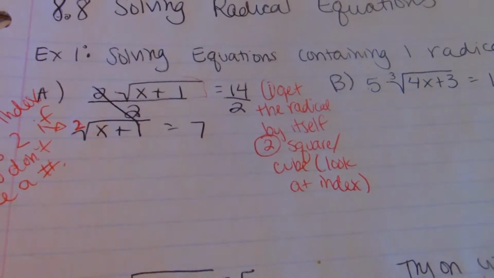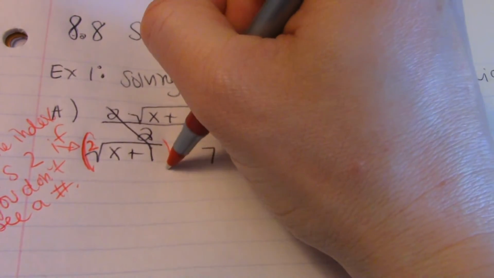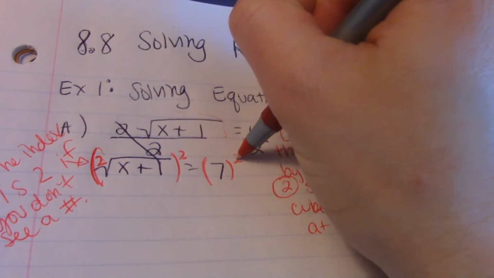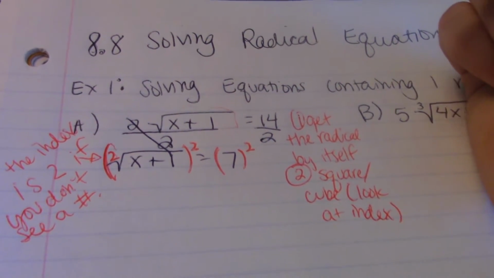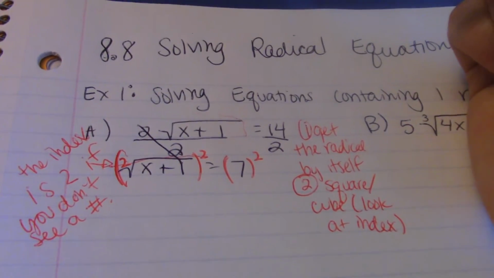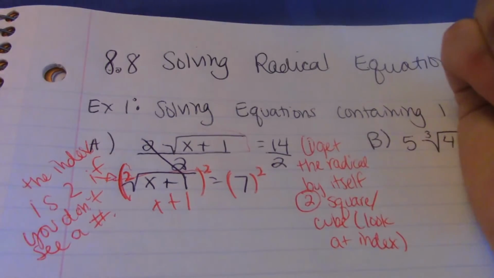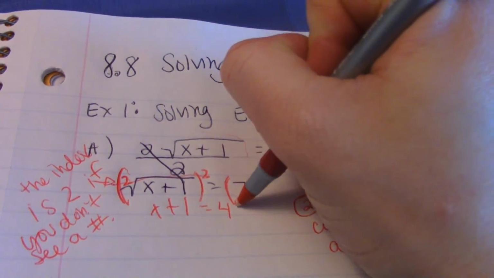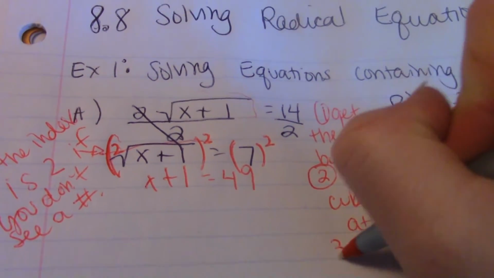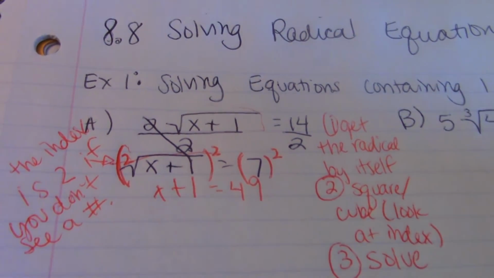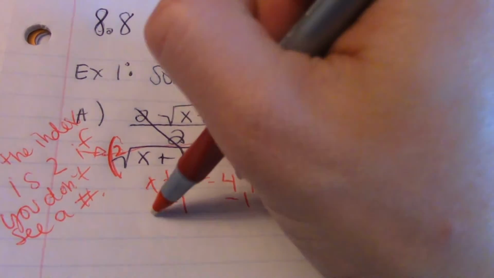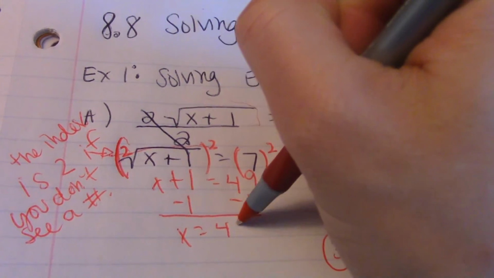So if this is a 2, then I'm going to take all of this squared and this squared. A squared and a square root are opposite of each other, so this cancels, and on the left side I'm left with x plus 1, and on the right side I'm left with 49, because 7 squared is 49. Now my third step is solve. So how do I solve for x? If it's a plus 1, I need to minus 1. So x equals 48.